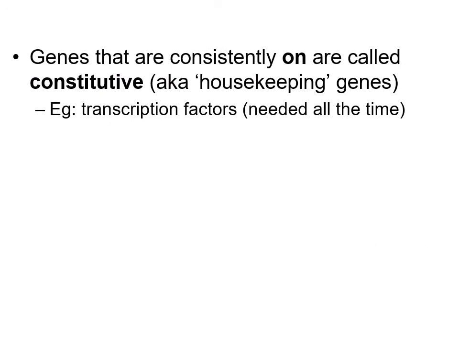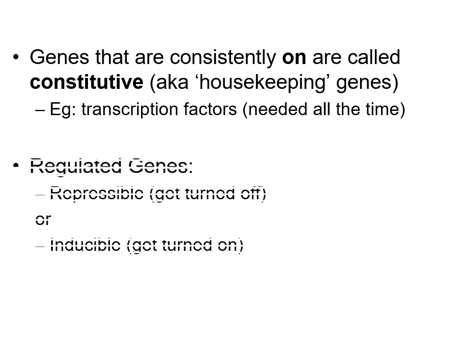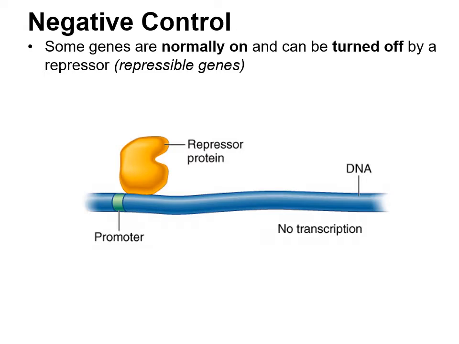Genes that are constantly on are called constitutive. These are housekeeping genes, so genes that need to be read all the time, proteins that are constantly being used. They have to be on all the time. And so transcription factors are going to be needed all the time. Regulated genes are either repressible, so they're normally read but can be turned off, or they're normally off and they can be turned on, so they are inducible.